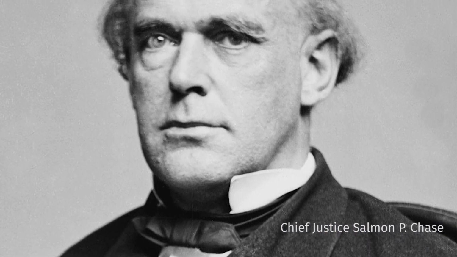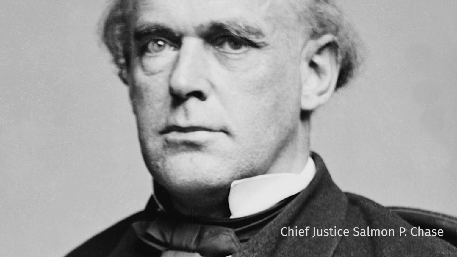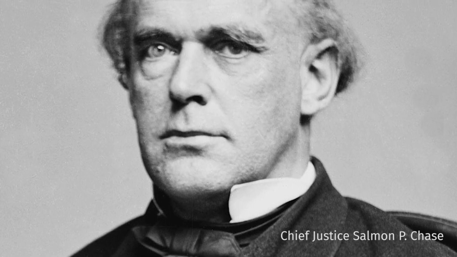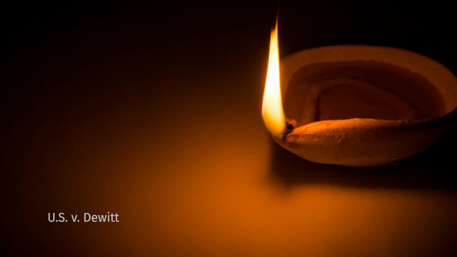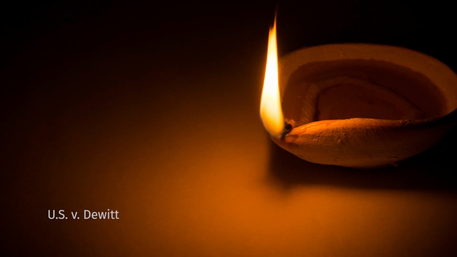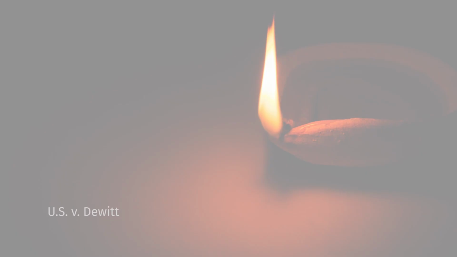As an anti-slavery lawyer, Chase had argued that the Fugitive Slave Act was unconstitutional based on a narrower reading of congressional power. In the span of 3 years, the Chase Court would hear 3 important cases about the scope of Congress's enumerated powers: U.S. v. Dewitt in 1869, Hepburn v. Griswold in 1870, and Knox v. Lee in 1871. In 1867, Congress criminalized the sale of oil that was made from petroleum. Mr. Dewitt was indicted for selling oil in Detroit, Michigan.